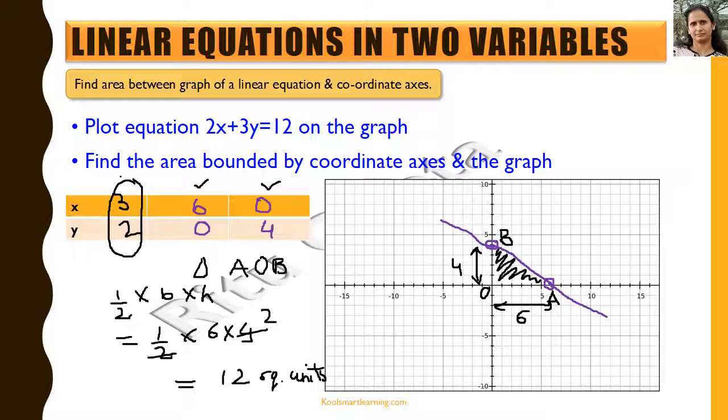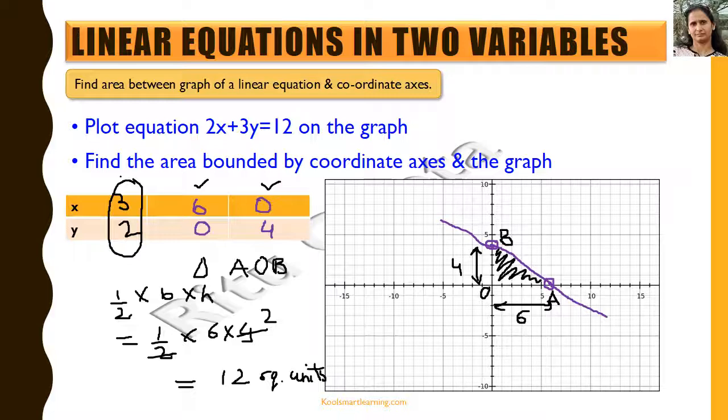The point here is that when we are trying to find the area between the graph of a linear equation and the coordinate axes, we have to make this triangle where the graph cuts the x-axis and the y-axis, and then we get this triangle and find the area. So we are anyway interested in finding these two points. That is why we've taken these solutions.